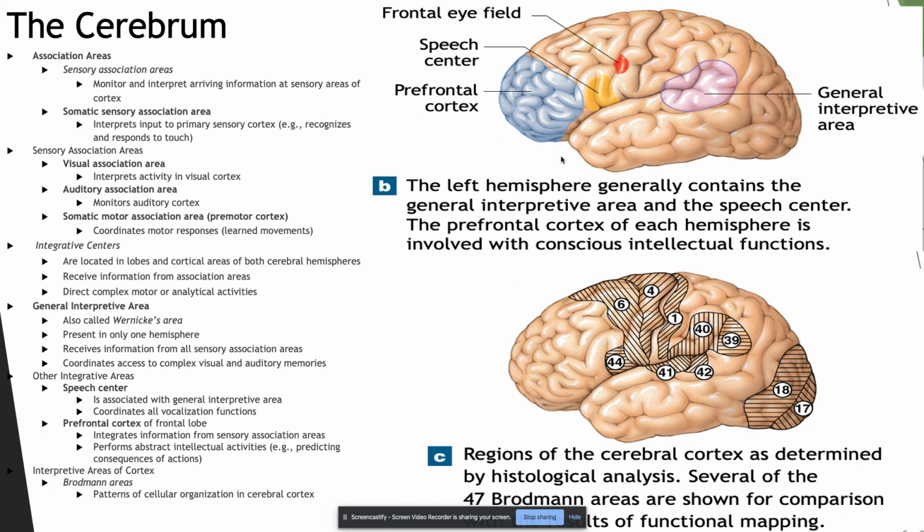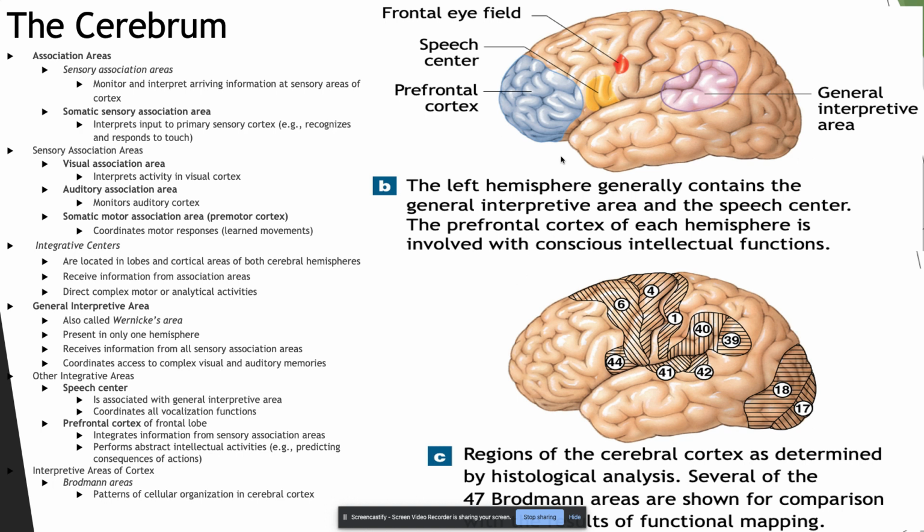Integrative centers are areas that receive information from many association areas and direct extremely complex motor activities. These centers also perform complicated analytical functions. For example, consider the prefrontal cortex of the frontal lobe. It integrates information from the sensory association areas and performs abstract intellectual functions, such as predicting the consequences of possible responses. Integrative centers are located in the lobes and the cortical areas of both cerebral hemispheres.